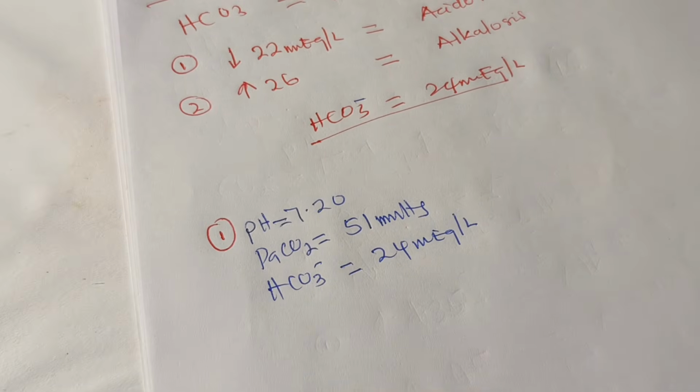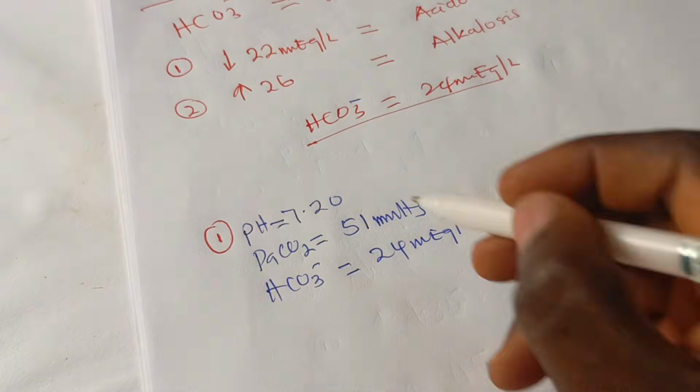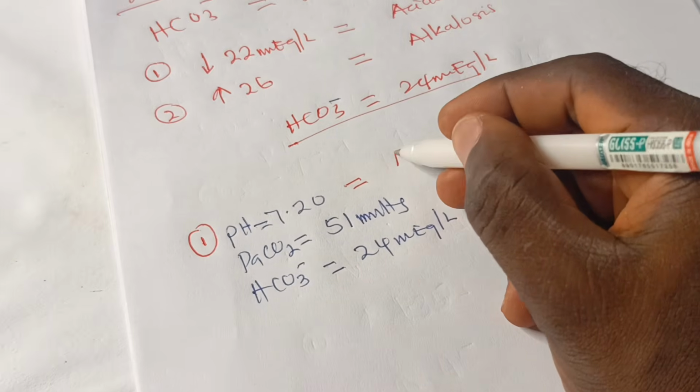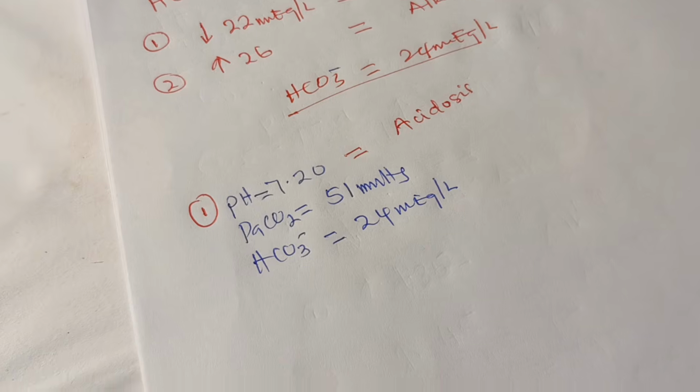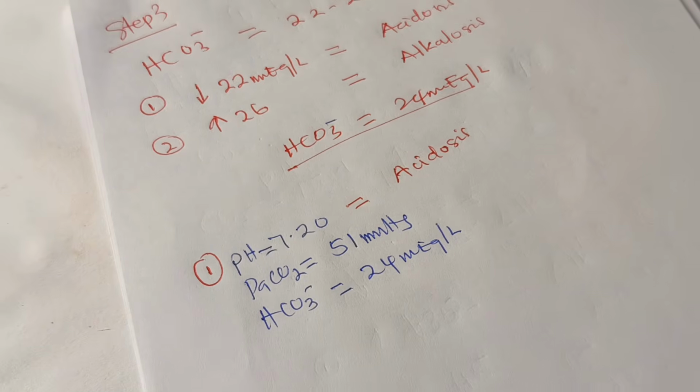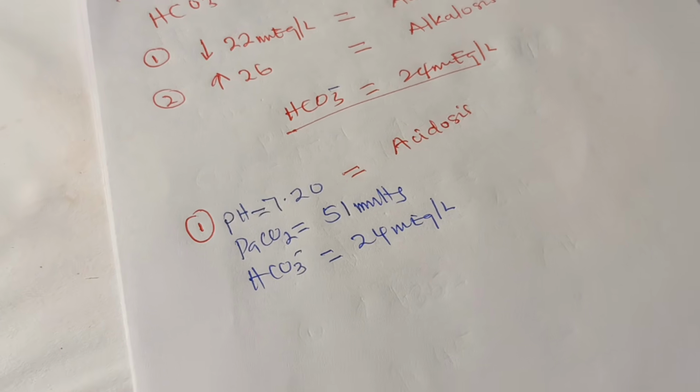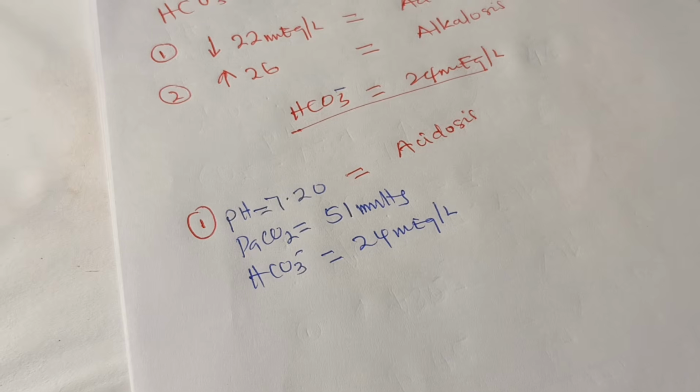You interpret your pH. And in this pH, we said this pH is what? It means there is acidosis. Go back to the pH thing we said. If it's less than 7.35, it's acidosis. This is 7.20, so that's acidosis.